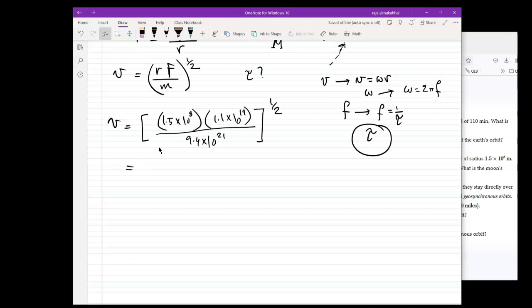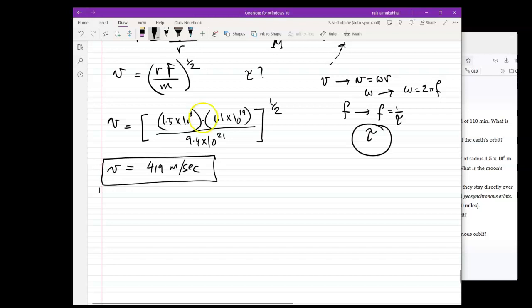my calculator is not working for some reason. I should have another one somewhere. Okay, so I have here 1.119 times 1.58 divided by 9.421. All of that under the root. And if I did it correctly, the velocity is 419 meters per second. Okay, there we go. So I got the velocity. I think it's a reasonable number.